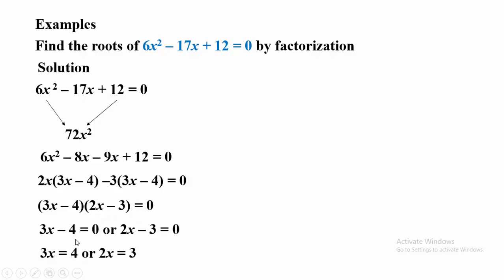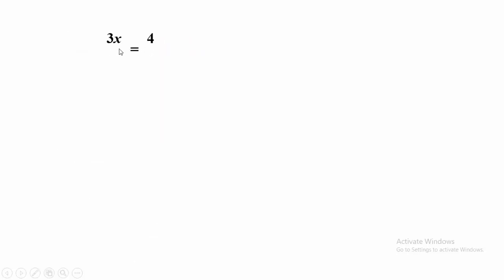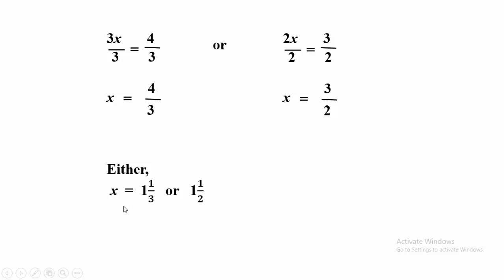If 3x minus 4 is equal to 0, it means 3x is equal to 4 or 2x is equal to 3. If 3x is equal to 4, to have the value of x, we divide both sides by 3. When you divide both sides by 3, we will have x is equal to 4 over 3. Or if 2x is equal to 3, we divide both sides by 2. When you divide both sides by 2, we have x is equal to 3 over 2. It's either x is equal to one whole number 1 over 3 or x is equal to one whole number 1 over 2. These are the solution of the equation.